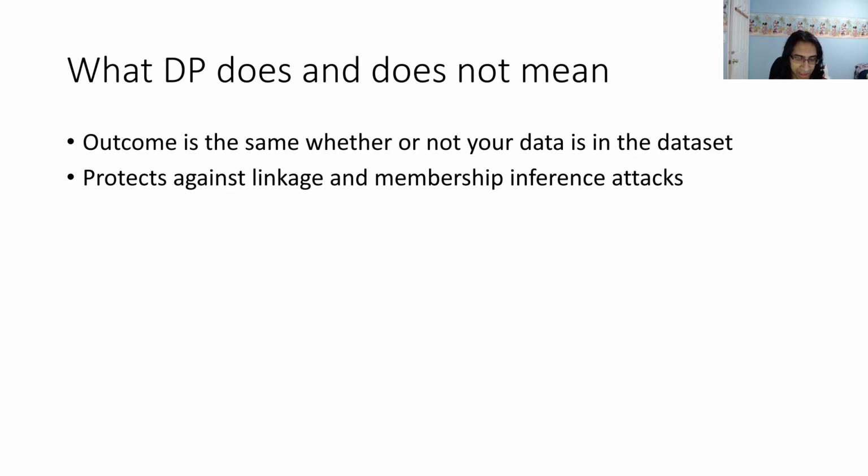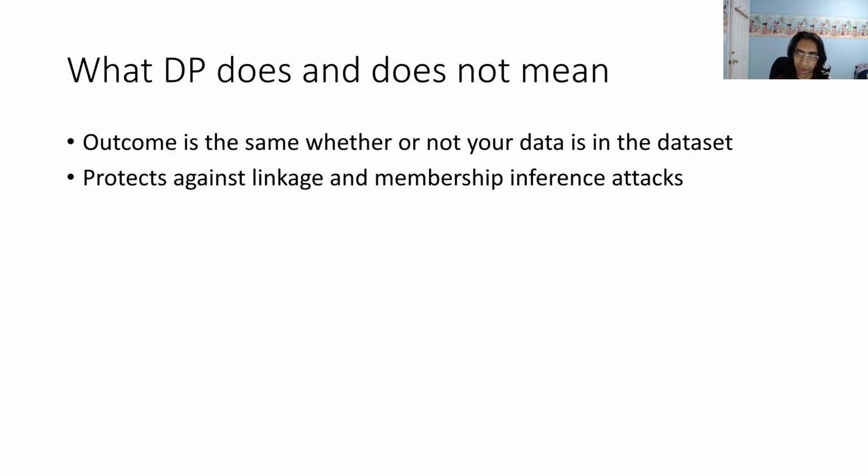A linkage attack is what we saw in the Netflix example, where there's some external data set where you're trying to match people up one by one. So if the outcome is the same whether or not your data is in the data set, then clearly there should be no way to link your individual information to some external data set, because it would be as if you weren't there.